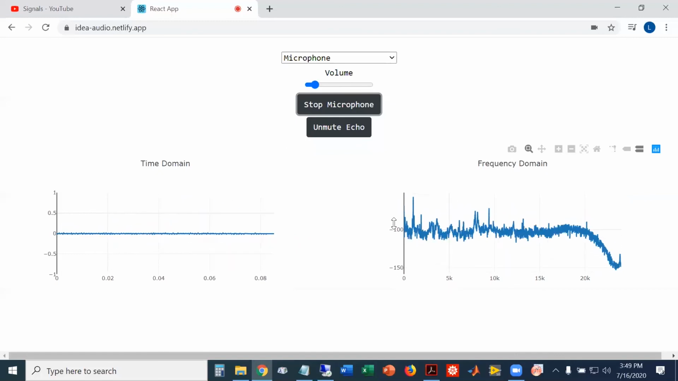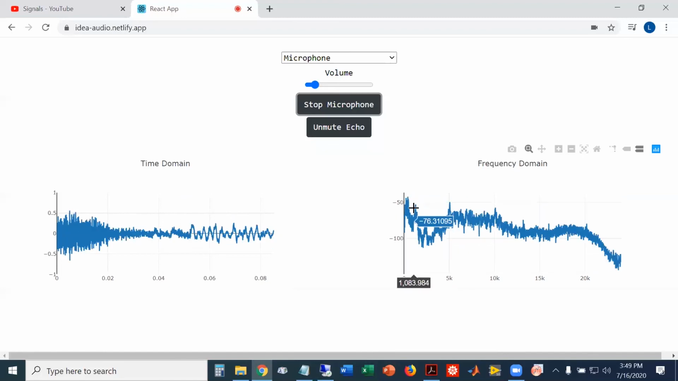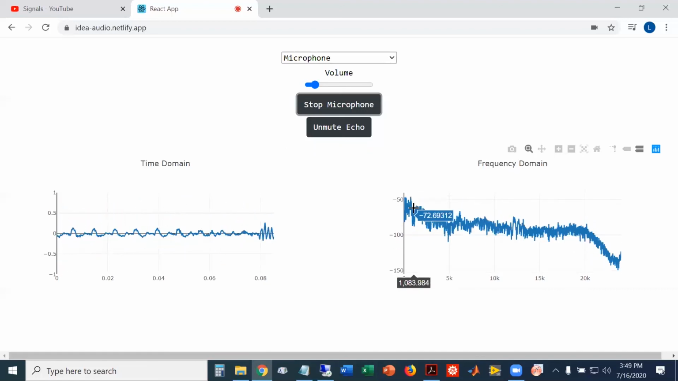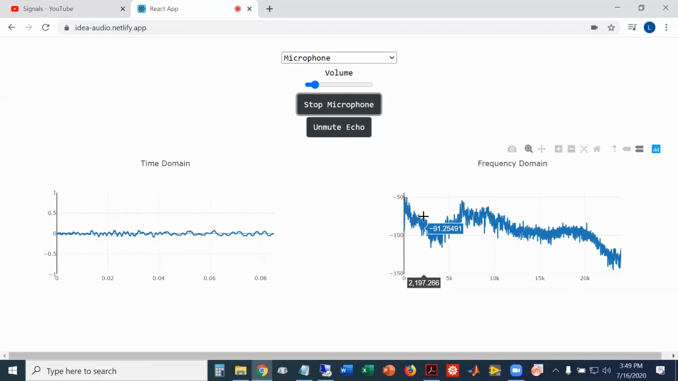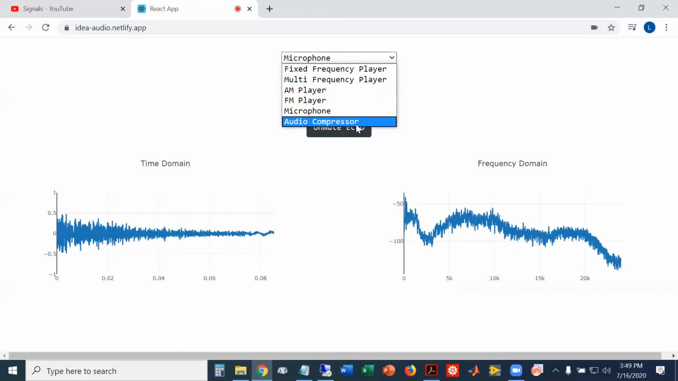So that's there. So those are the signals that I can generate. And definitely you can try to sing into the microphone or talk and see what your voice sounds like. And then the last module that we have.